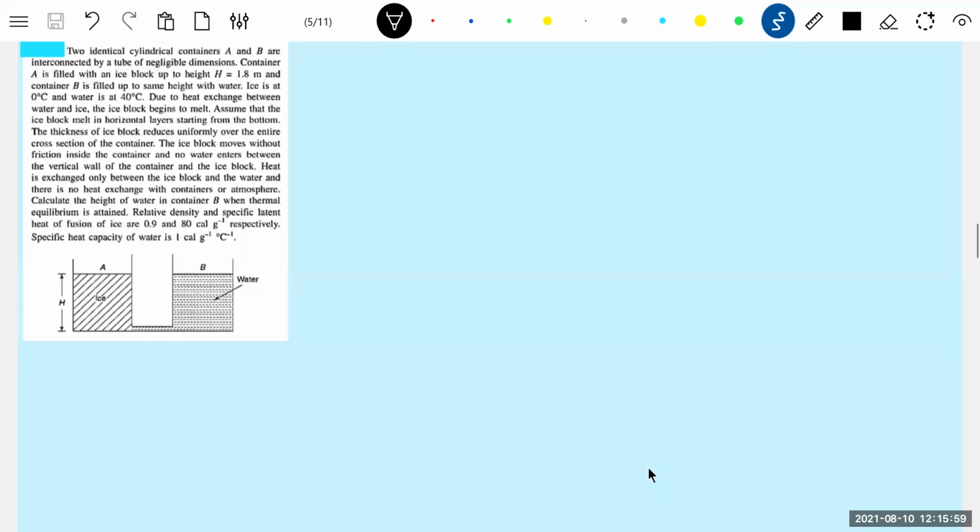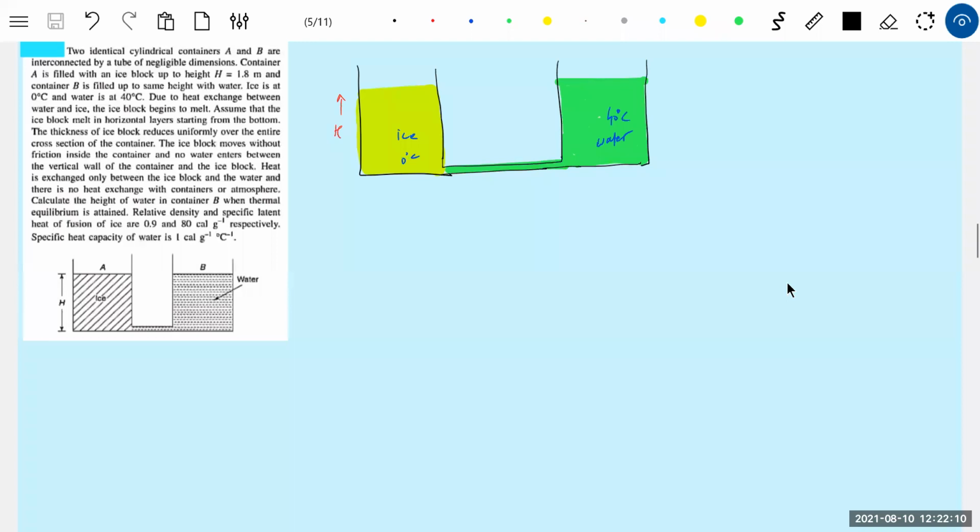On one side we have water. What is H equal to? 1.8. The temperature of water is 40 degrees Celsius. Now I think you take help of this. The height of the ice is 1.8 meter, and let the whole water, whole ice, let it freeze.